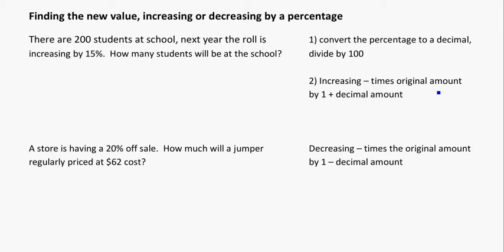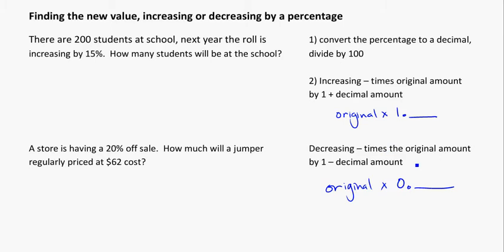Because if it's an increasing problem, we take the original and we times it by 1 plus whatever the decimal amount is. You can think about that visually as original times 1 point something, where the decimal amount goes in there. The way we look at a decreasing problem is by timesing the original amount by 1 minus the decimal amount. So this is going to be the original times a 0 point something, because it's going to need less than 1 since we've subtracted away some bits.